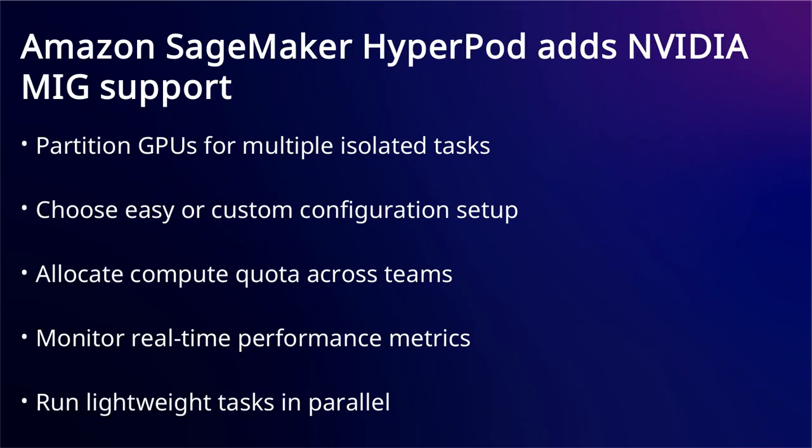Amazon SageMaker HyperPod now supports NVIDIA Multi-Instance GPU (MIG) technology to address the challenge of maximizing GPU utilization for diverse generative AI tasks. You can partition a single GPU into multiple isolated instances, enabling efficient resource use for smaller tasks. You can configure this feature through the console or custom setup, allocate compute quotas for fair distribution, and monitor performance across partitions. This allows you to run lightweight inference tasks and interactive notebooks in parallel, reducing wait times and accelerating time to market for AI projects.